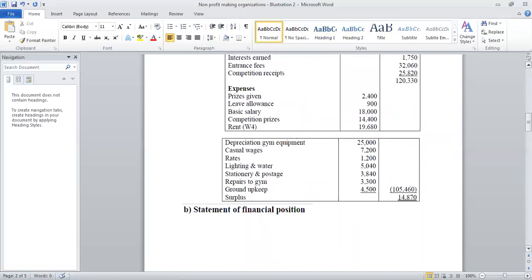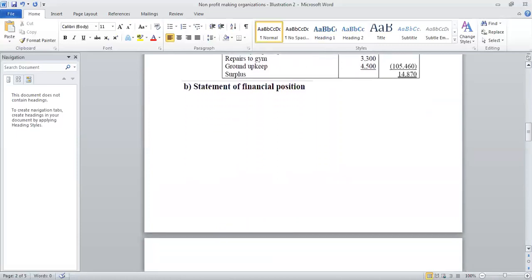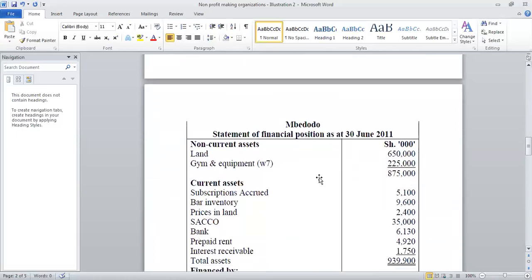When it comes to the statement of financial position, you will realize that we have the non-current assets where we have land and the gym and equipment. For the gym and equipment, remember you are supposed to do some adjustment. It is the total cost minus the depreciation that we calculated. You find that this figure, 225 million, is actually the net book value. Land was not depreciating, so its cost remains to be its net book value. And then when you add the two, you get this.